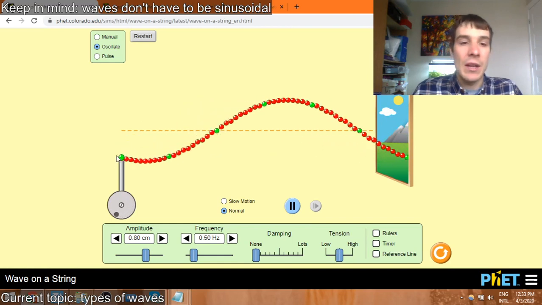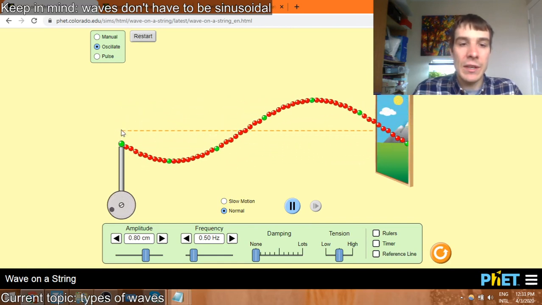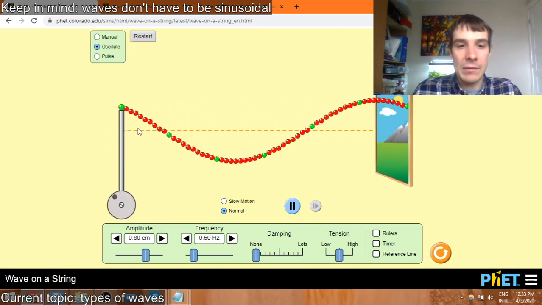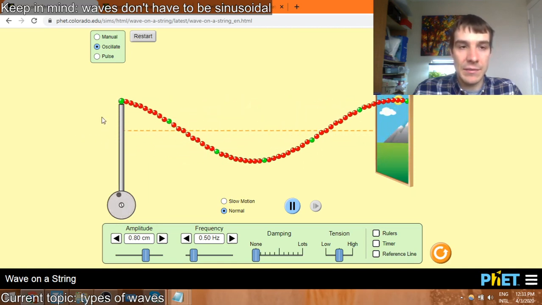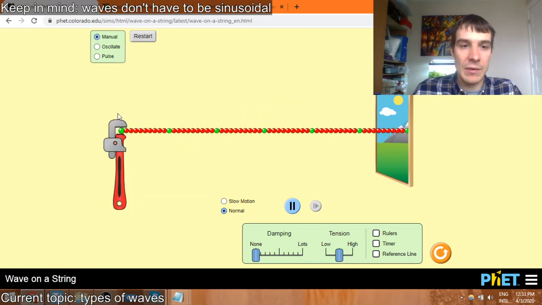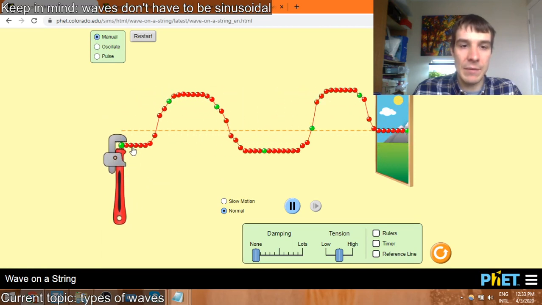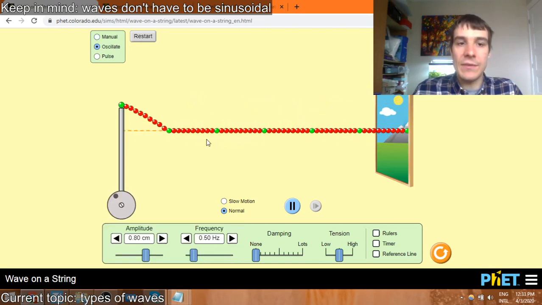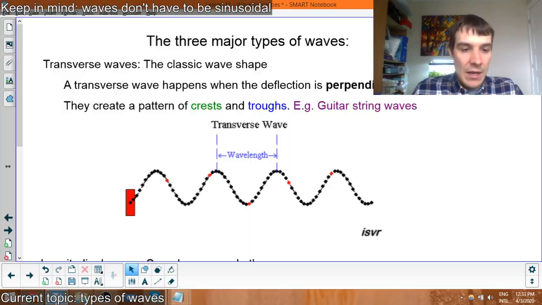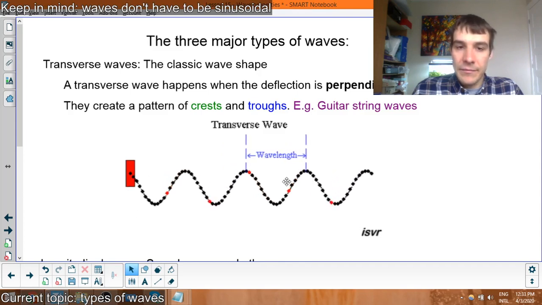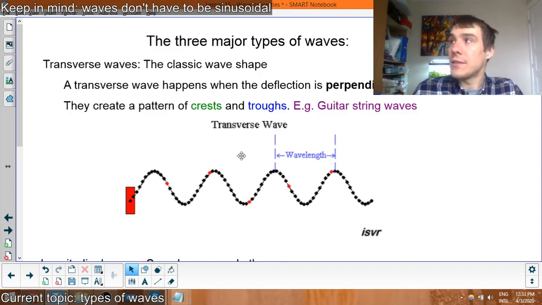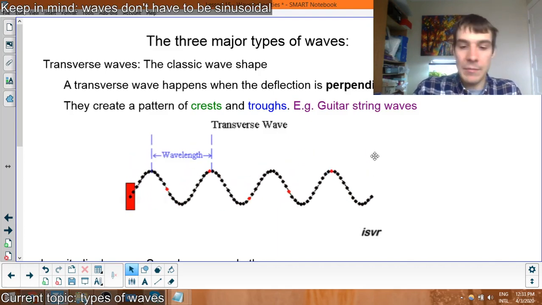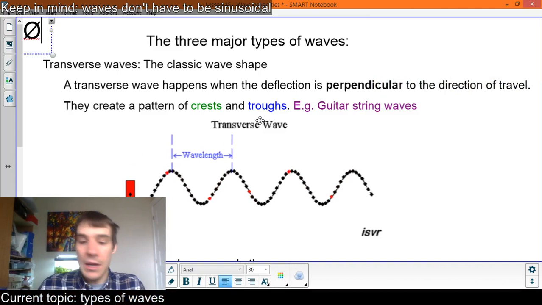There's a transverse wave. The particles are being moved side to side across from where the equilibrium line is. So if I go manual, I can move it side to side away from equilibrium, and they want to come back to equilibrium. That is a transverse wave. Transfer across. It's perpendicular to the direction of travel. Transverse wave.